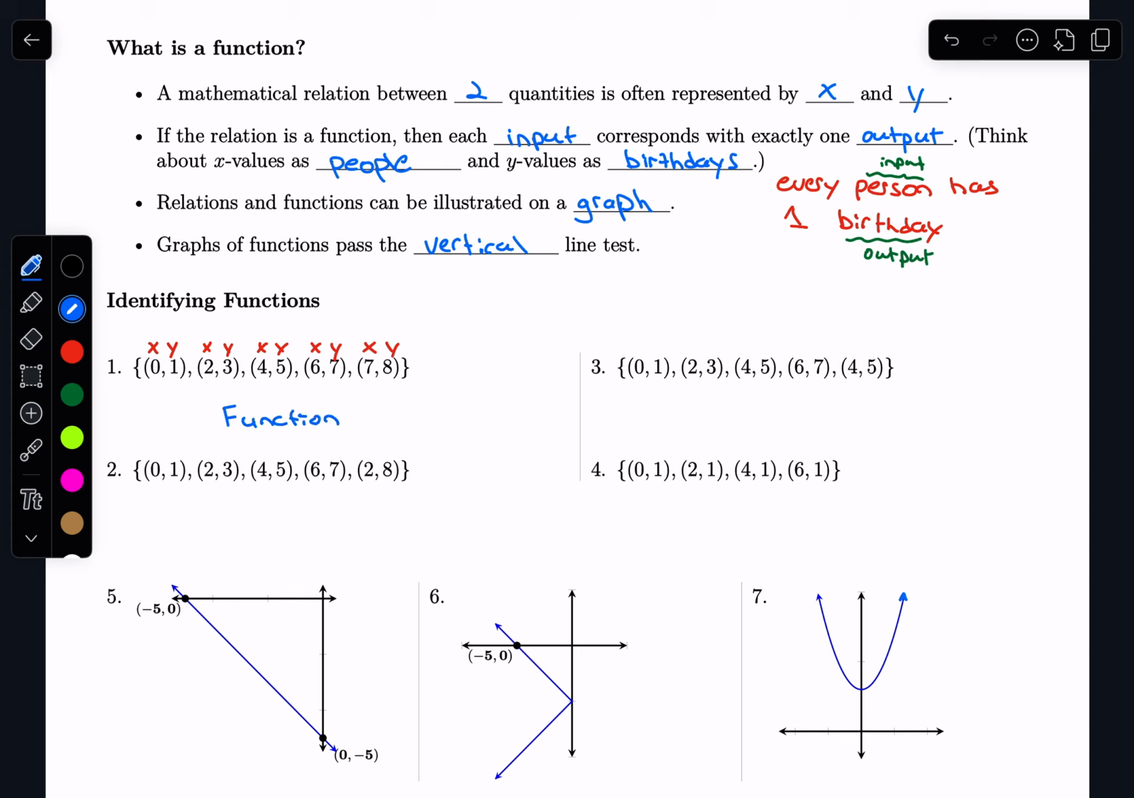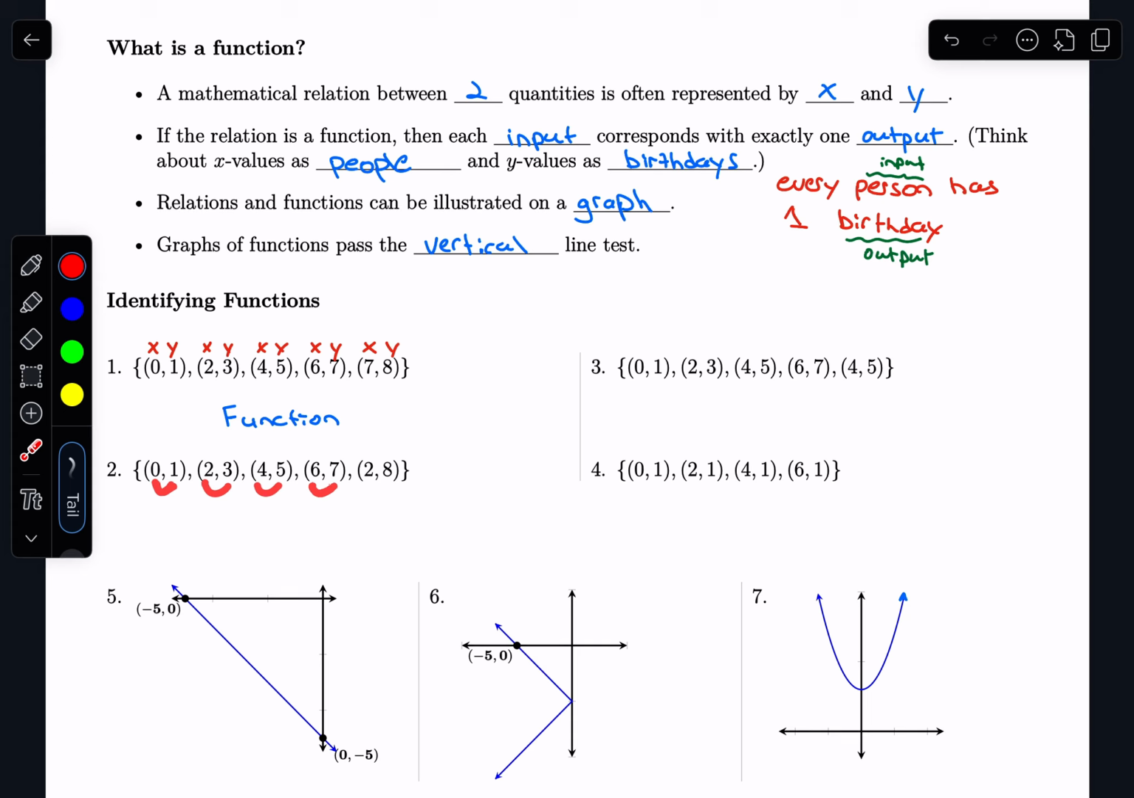All right, for number 2, we're going to look down a little bit. It says that we have 0 going to 1. So 0's birthday is 1. 2's birthday is 3. 4's birthday is 5. 6's birthday is 7. So far, so good. Everyone there had their own birthday.